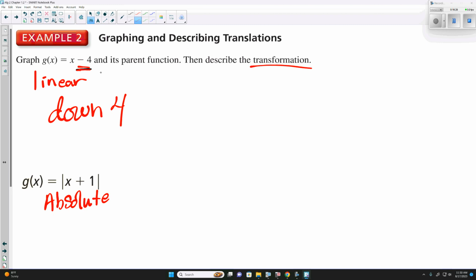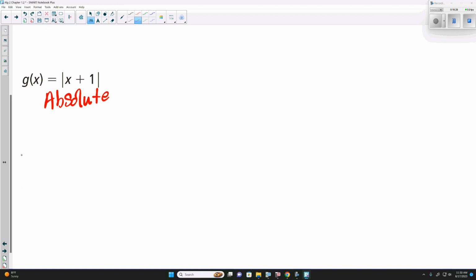Now the next one we did, name its parent function. It is an absolute value function. Now is this one going to move up or down? Because we have it what? Inside the parentheses are absolute value, yes? Which is taking the place of h or k? H. H is left and right. So it's moving the function plus 1. So we say what? Right 1.